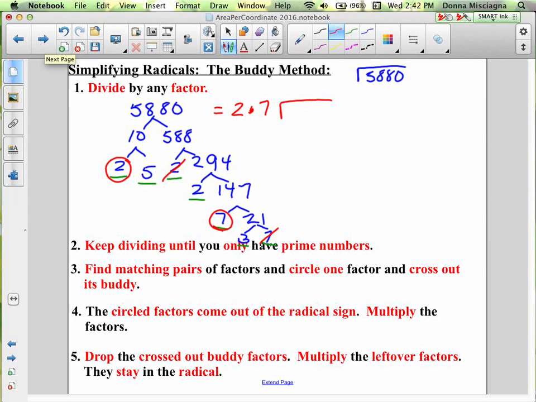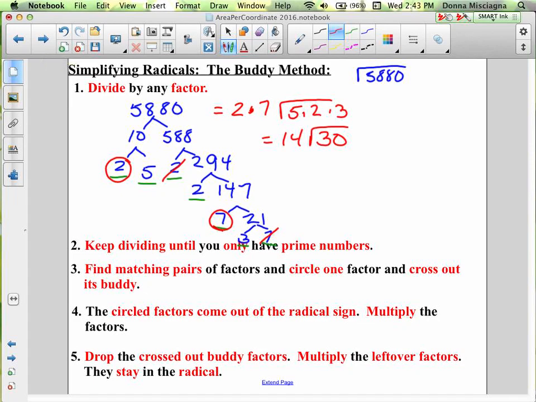And anybody who is not crossed off and not circled is going to stay in the radical. I've got a 5, I've got a 2, and I've got a 3 that's going to stay in the radical. So this is going to be equal to 14 times 5 times 2 is 10 times 3 is 30. And 30 is as simple as it gets because it has no factors that are perfect squares. Its factors were 5, 2, and 3, and none of them are perfect squares. And now we've simplified our radical.